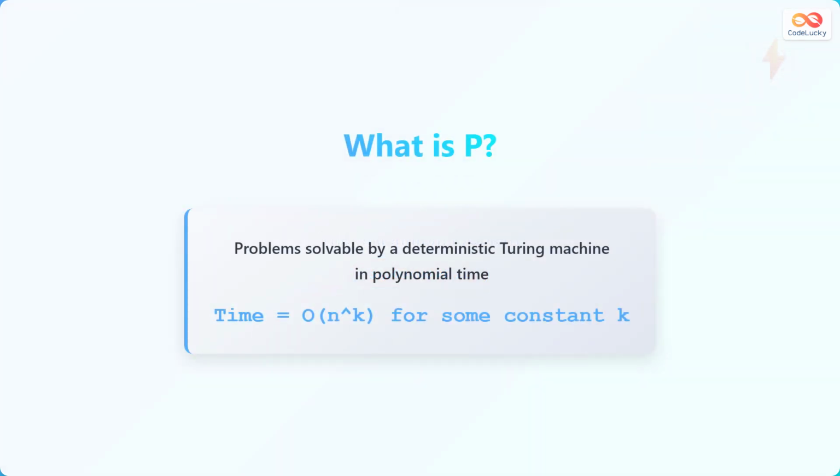First, let's define what we mean by P. P stands for polynomial time. These are problems that a deterministic Turing machine, a theoretical model of a computer, can solve in polynomial time. Essentially, the time it takes to solve the problem grows at most polynomially with the size of the input, denoted as n to the power of k, where k is some constant. This means that as the size of the problem increases, the solving time increases reasonably, making these problems efficiently solvable.